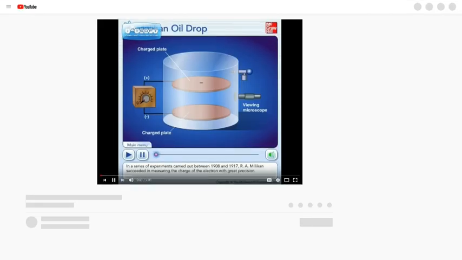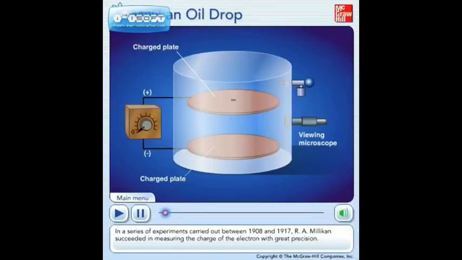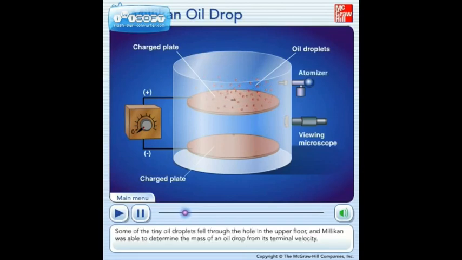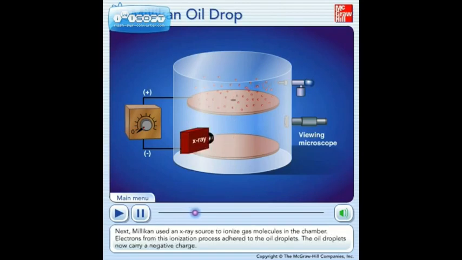In a series of experiments carried out between 1908 and 1917, R.A. Millikan succeeded in measuring the charge of the electron with great precision. In his experiment, a fine mist of oil was sprayed into the upper chamber with an atomizer. Some of the tiny oil droplets fell through the hole in the upper floor, and Millikan was able to determine the mass of an oil drop from its terminal velocity. Next, Millikan used an X-ray source to ionize gas molecules in the chamber. Electrons from this ionization process adhered to the oil droplets. The oil droplets now carry a negative charge.